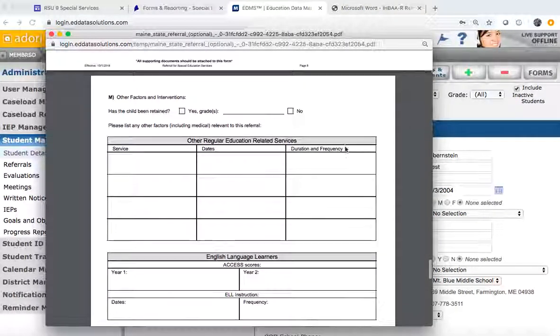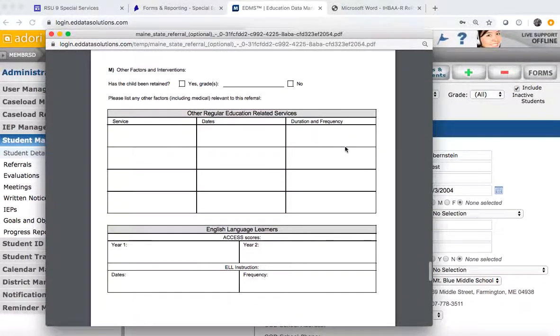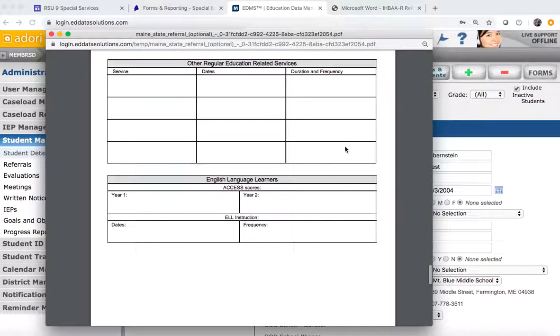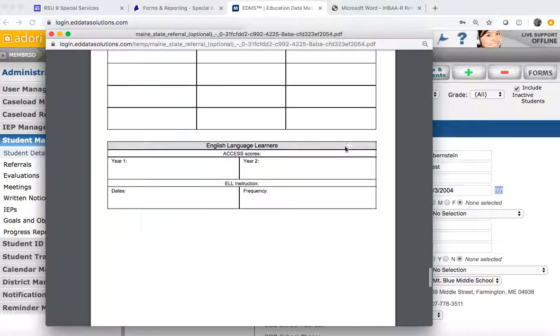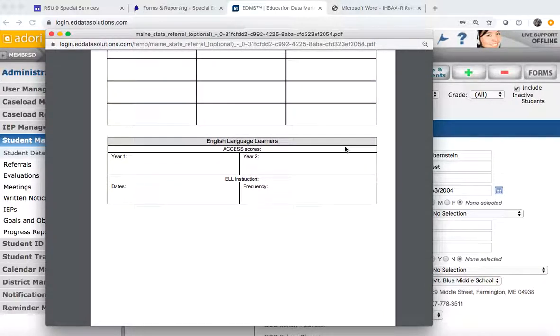Section M is anything additional. Were there medical interventions going on? Did the student have speech and language or OT, maybe through a 504 at school or through a clinic? Was counseling part of the student's plan outside of school? And then lastly, if the student's an English language learner, meaning they are exposed to a primary language that is not English in the home, then assessments need to be administered. You would get in touch right now, I believe it's with Andrea Kierstad, regarding access scores and any instruction.